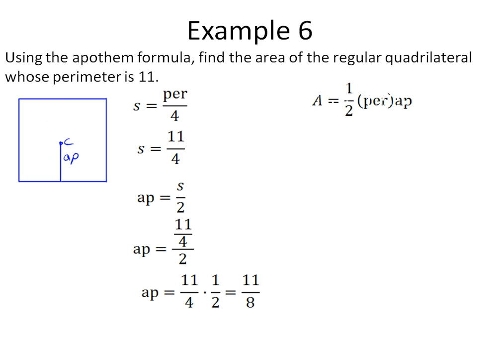Okay, so now we're ready to find our area. So area is equal to 1/2 of the perimeter times the apothem. That gives us 1/2 of 11 times 11 over 8. Multiply that out, we get approximately 7.56 for the area. Okay, that pretty well does this one.